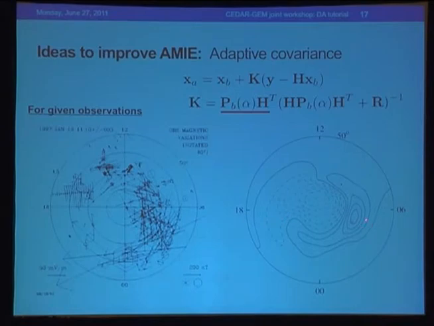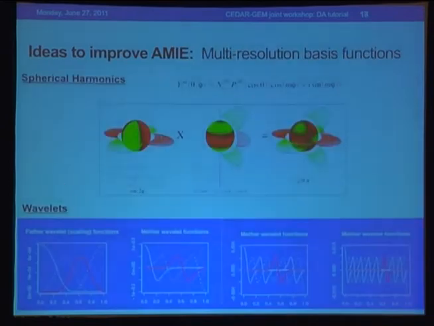So these are different locations at different times, right? So it's space-time dependent. Okay. That's one idea to improve AMIE. Another idea to improve AMIE is to use different kinds of basis functions.